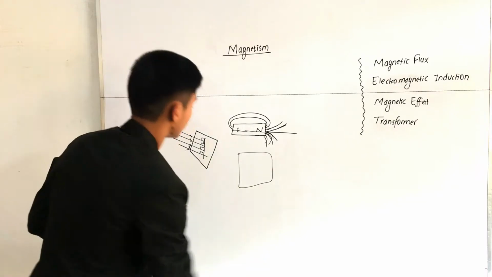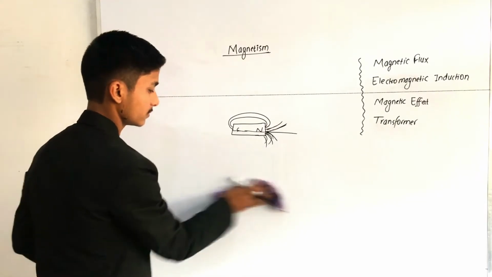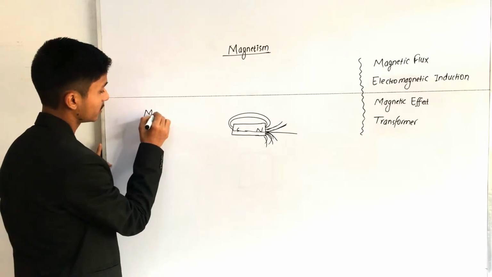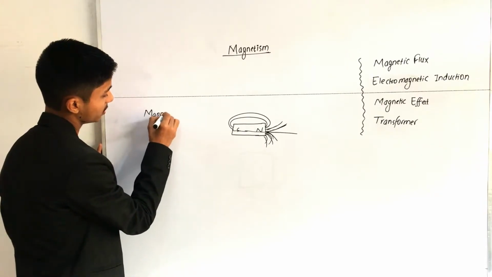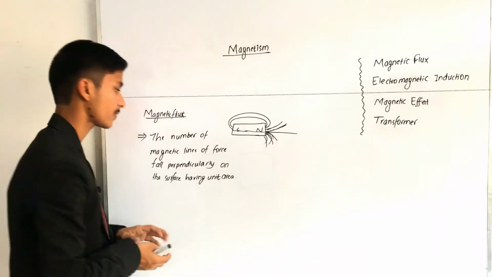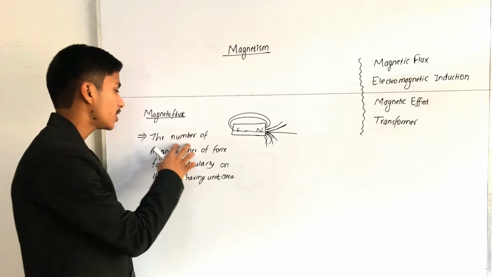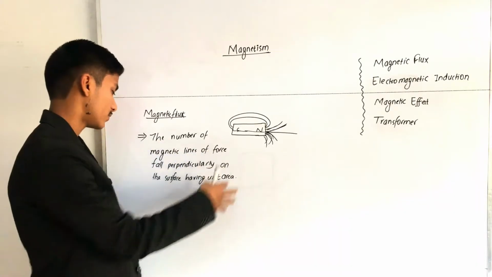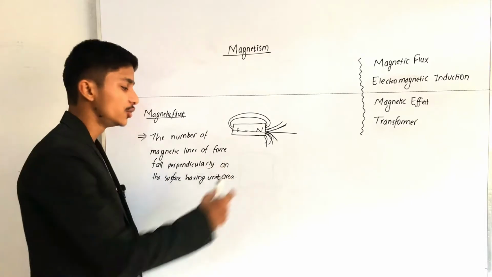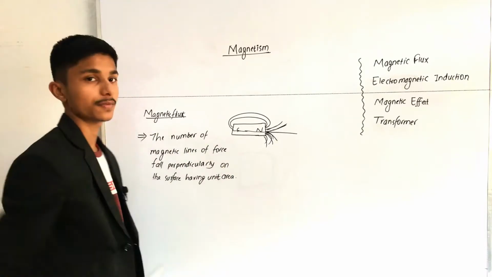Okay, let's write here: what is magnetic flux. Magnetic flux is the number of magnetic lines of force falling perpendicularly on a surface having unit area. This is called magnetic flux.